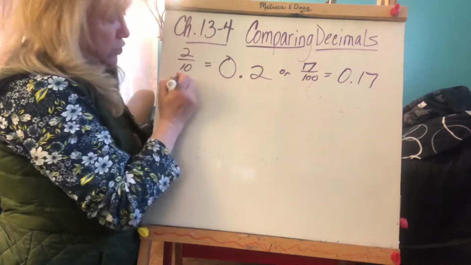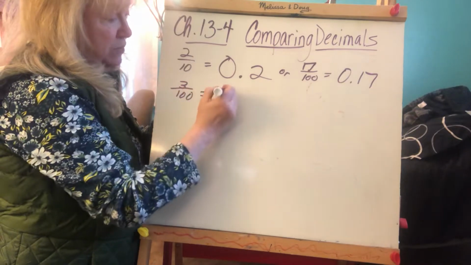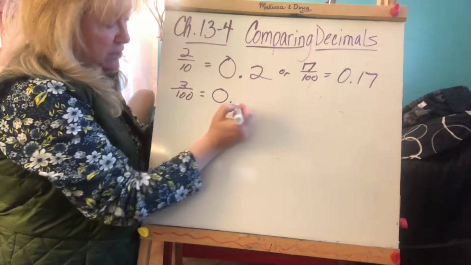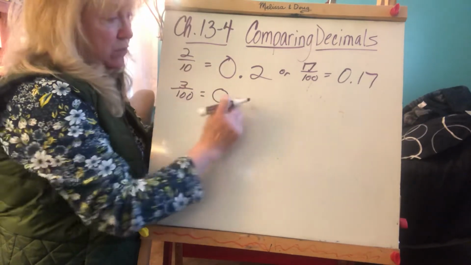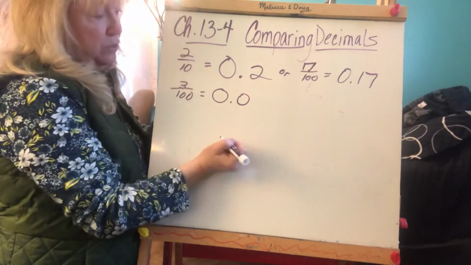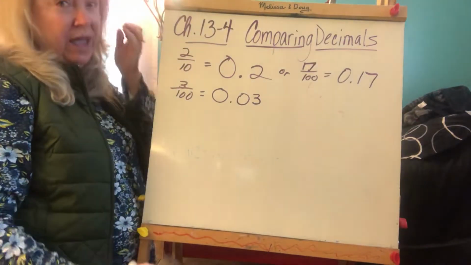Or we could even do, say, 3 hundredths, and that would still be 0 point, but we have to have 2 places after the decimal because there are 2 zeros here, so we have to put in our placeholder 0 and then a 3. So we learned that already.